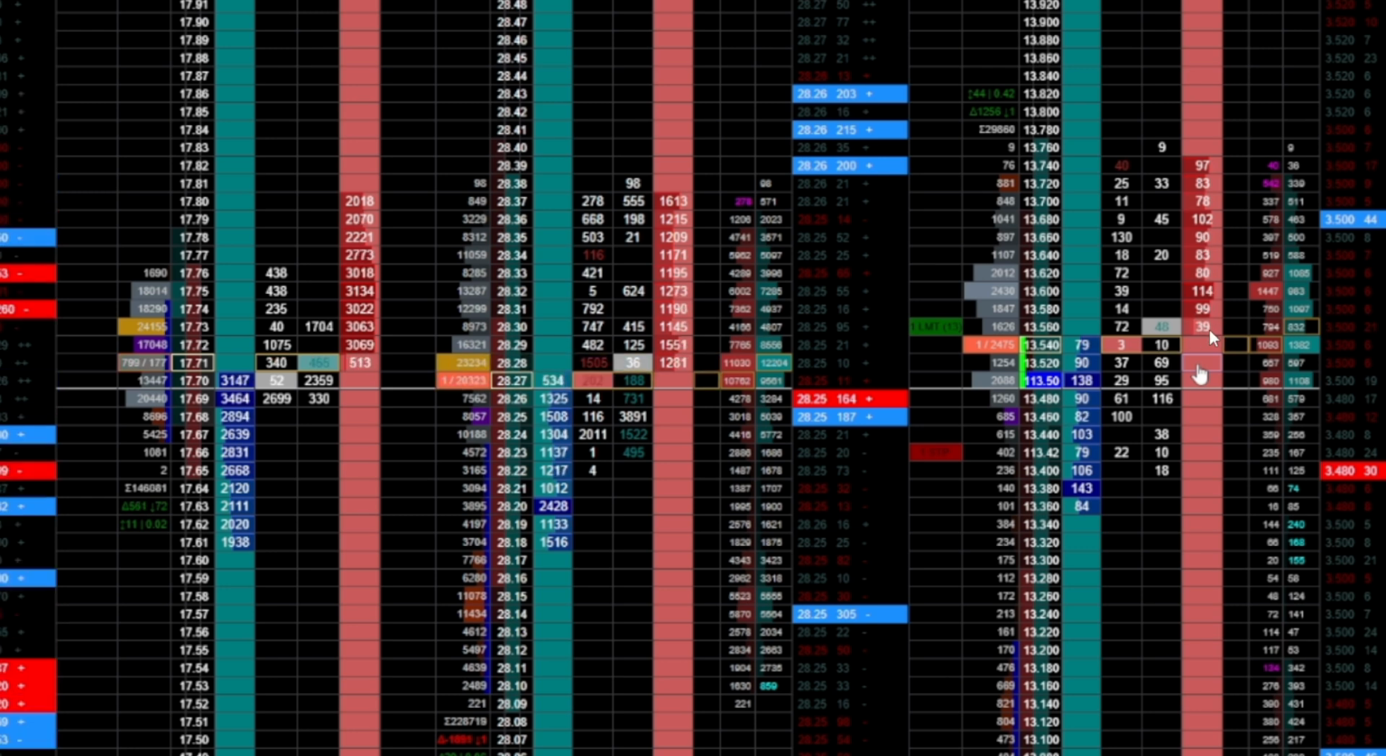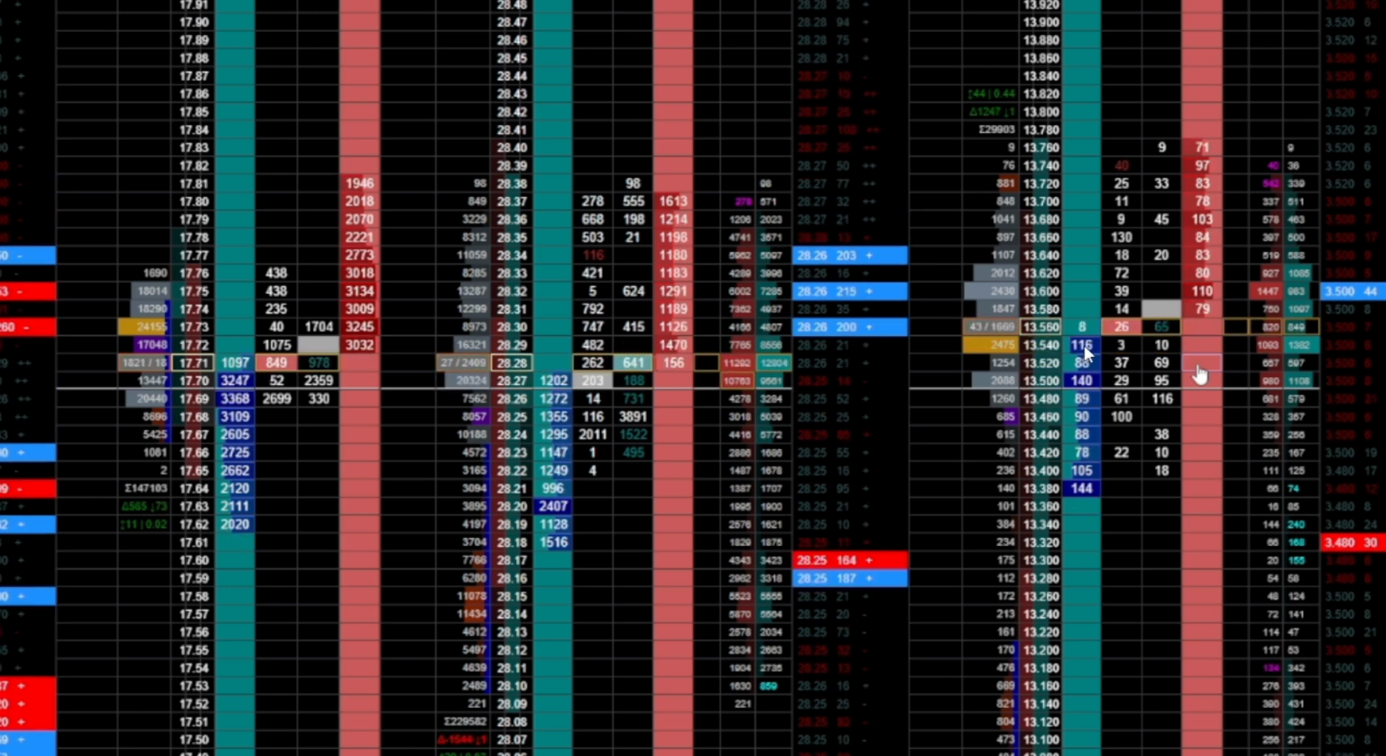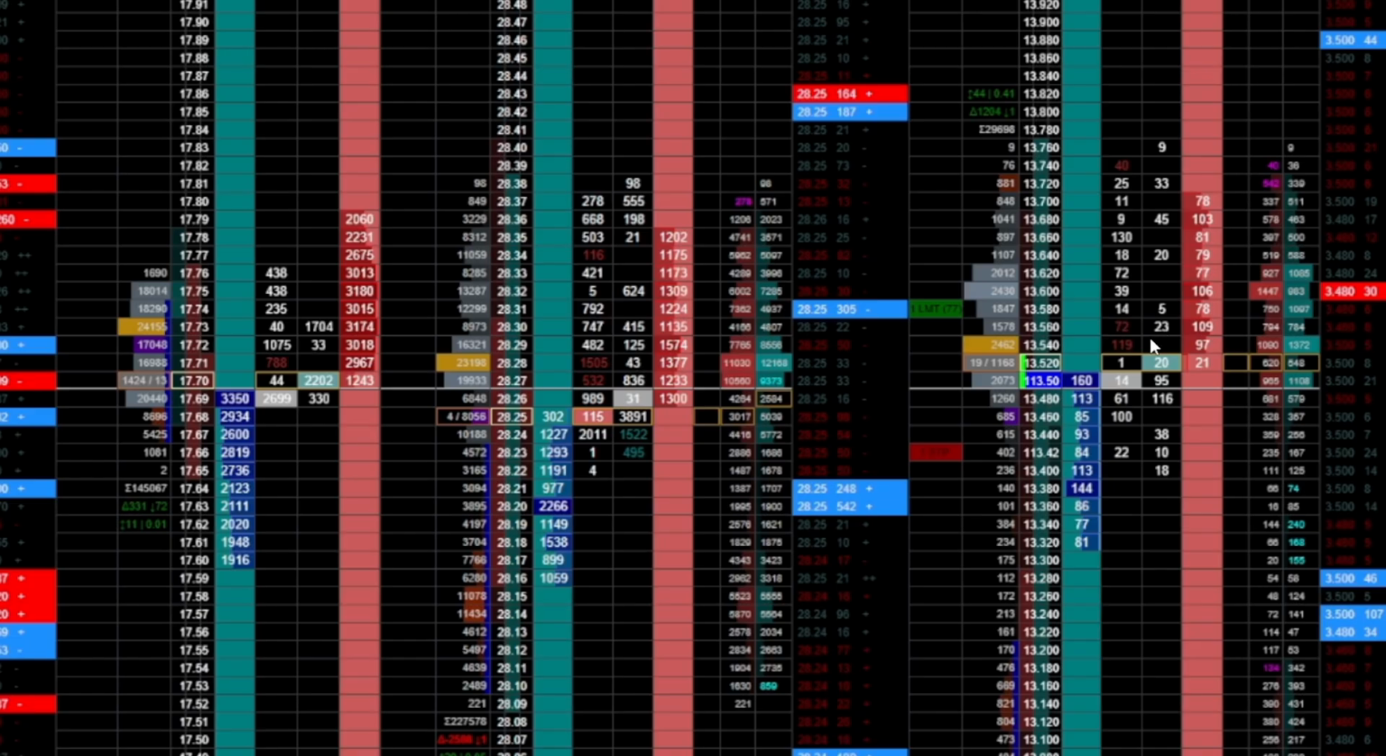Here you can see them backing it up, and then we stepped 65 contracts again right in here. And that was a trade. That's as fast as sometimes it can go. Let's jump into another trade.